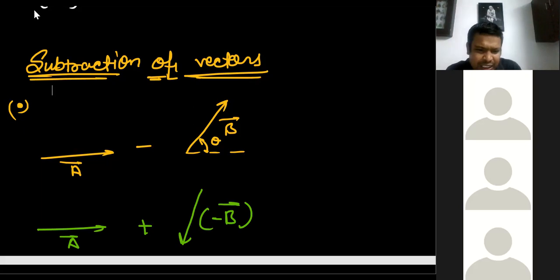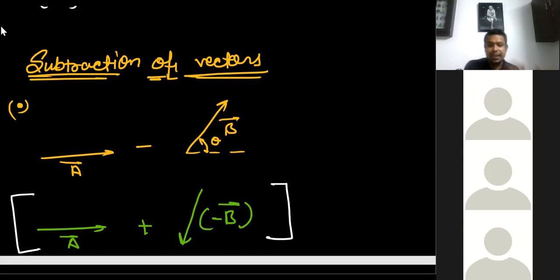Clear? Now this is the simple addition. Vector A plus minus vector B. So in addition, the head of the first vector joins with the tail of the second vector.